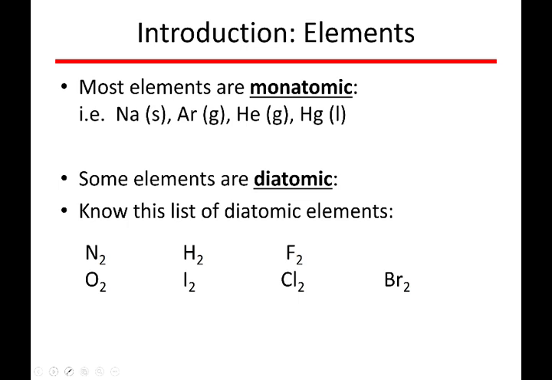Now, there are some mnemonics that you can use to remember this list of diatomic elements. So one of the mnemonics that one of my students told me a few years ago was never have fear of ice cold beer. And I have the elements listed out here in a way that kind of goes with the mnemonic, right? So never have fear of ice cold beer, right? So nitrogen, hydrogen, fluorine, never have fear. And then of ice cold beer, oxygen, iodine, chlorine is cold, and then Br is bromine, that's beer.